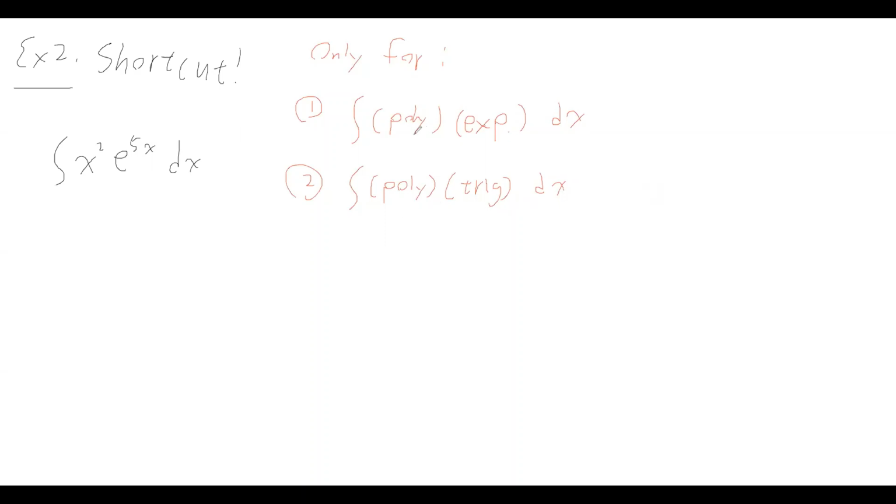Right, so the idea is, with a polynomial, we can take derivatives however many times we want to get them down to a constant, right?